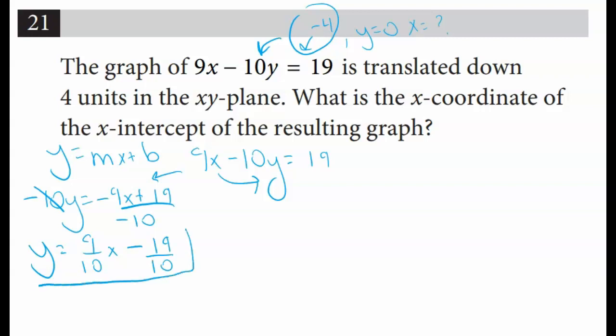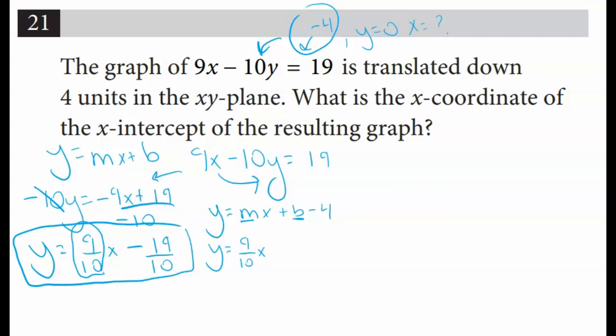And so this is going to be our equation for the first line. What we need to do is translate it down 4 units. If we do that, the slope will be the same. This m will be the same. So if I draw it out, y equals mx plus b. If you want to translate a line down 4 units, all you need to do is subtract 4 from the b. So for this one, we can do y equals 9 tenths x, because the m stays the same, and we're going to do minus 19 over 10 minus 40 over 10, because that is 4 over 1 multiplied by 10, so 40 over 10.